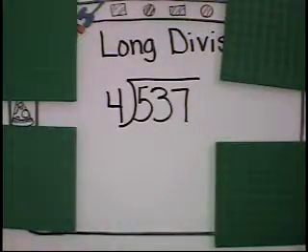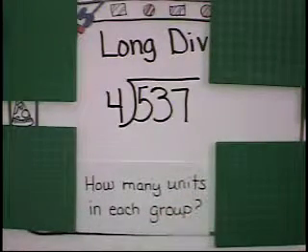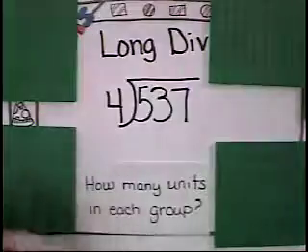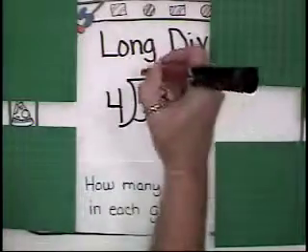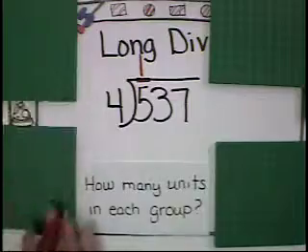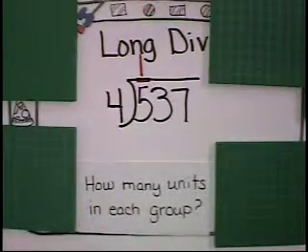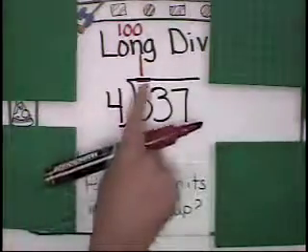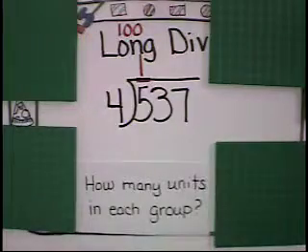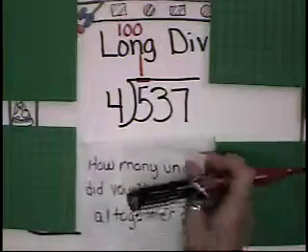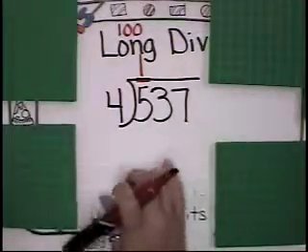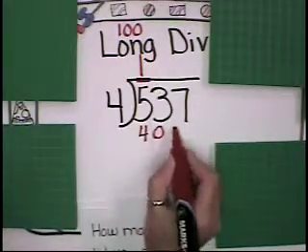So the first question is, how many units did you put in each group? I used 100, or 1 flat. So I'm going to put a 1 here in the hundreds place to represent that each one has got one of those. And above it, I'm just going to write 100, so we remember that was 100, even though by putting it here, we're saying it's in the hundreds place. My next question is, how many did you share all together? 400. So we're going to write 400 down below here.